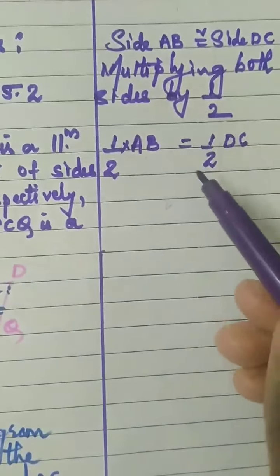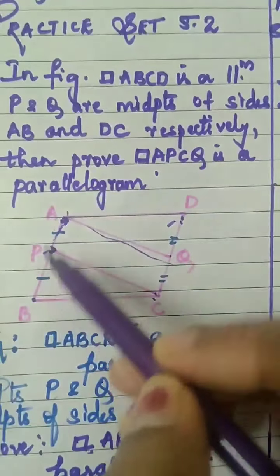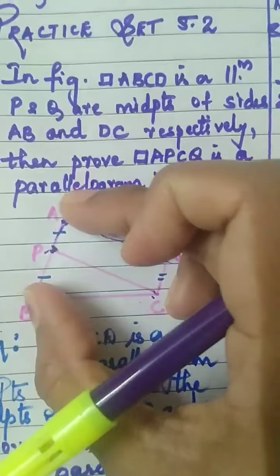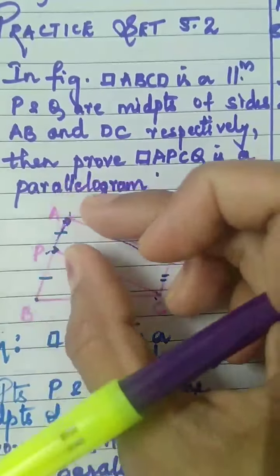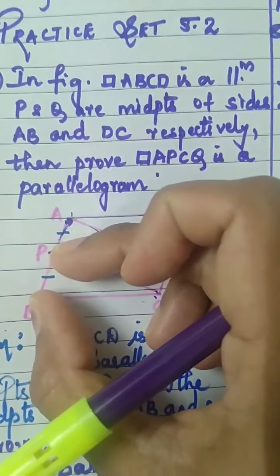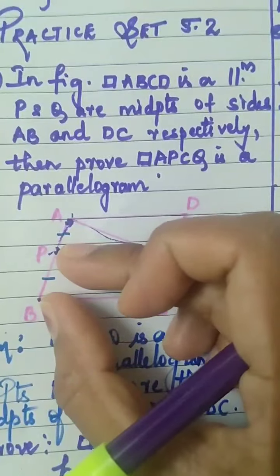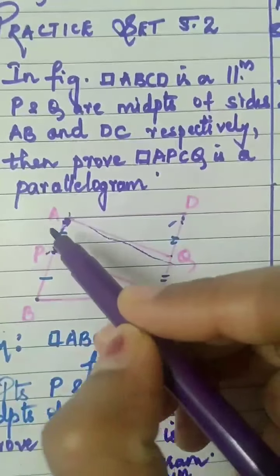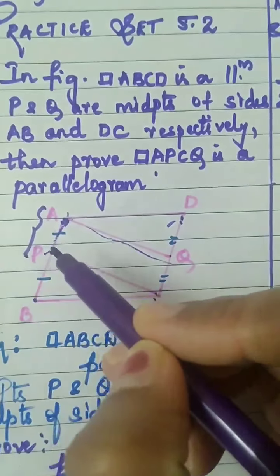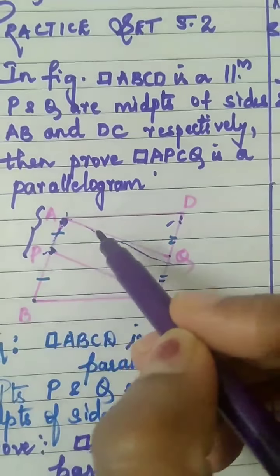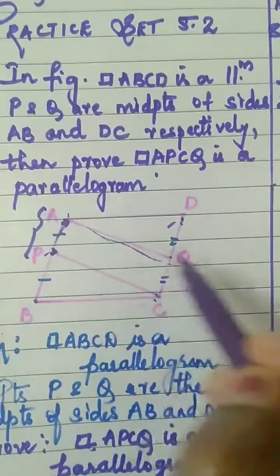Now again come back to the question, to the figure. Half of AB, P is dividing AB into 2 equal parts. So half of AB will be either AP or PB. AB को half किया तो it will be AP or BP. Now which one will you select? AP or BP? Obviously we are going to select AP because we want this quadrilateral APCQ, no?